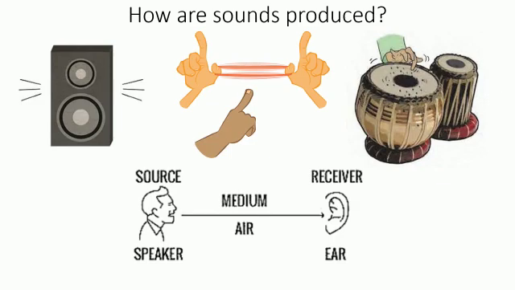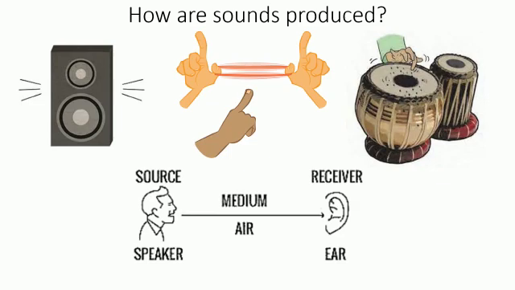What do we understand from these observations? The objects that produce sound, that is the diaphragm of a speaker, the rubber band, and the diaphragm of a tabla, show a certain kind of movement. That is, they have a certain kind of motion. They oscillate rapidly. In other words, they vibrate.